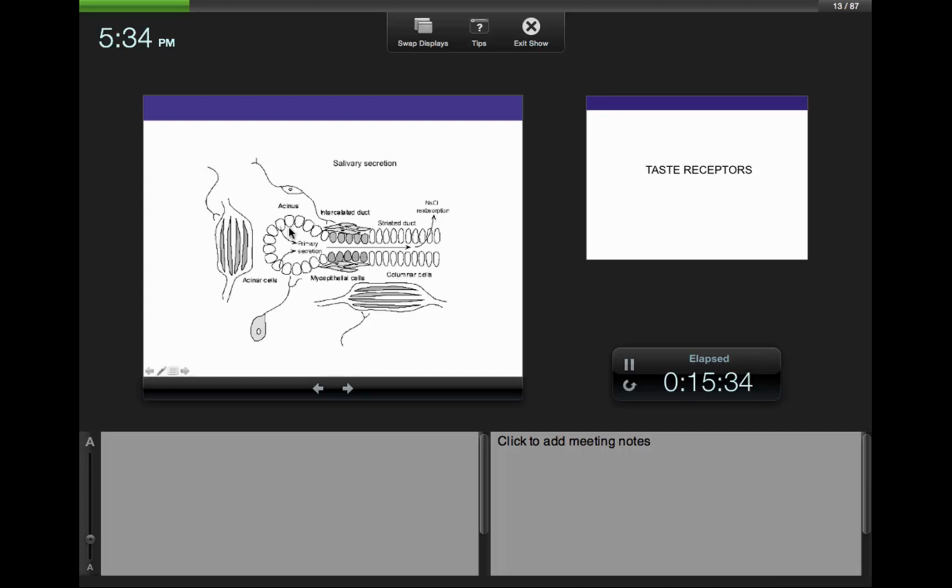Okay, so secretions is part of this. The parasympathetic actually increases the amount of secretion, and then you can see that it is delivered to the outside of the mouth. Okay? That's about it for the salivary glands.